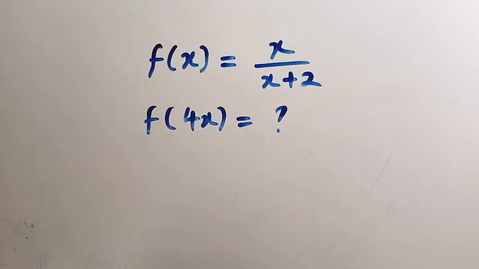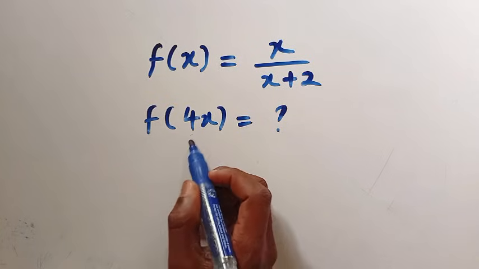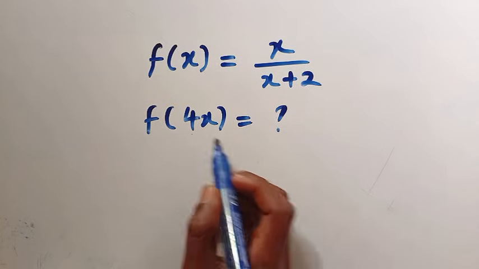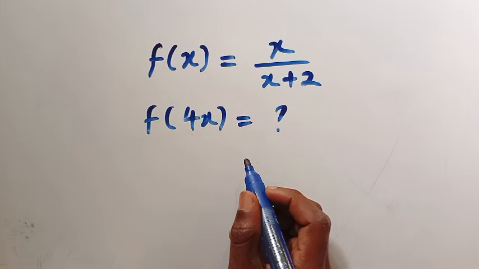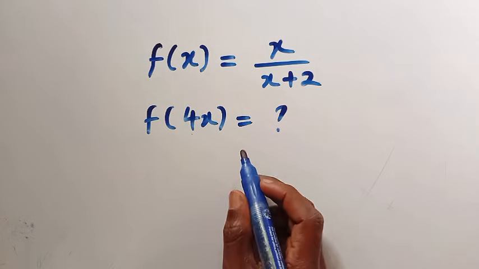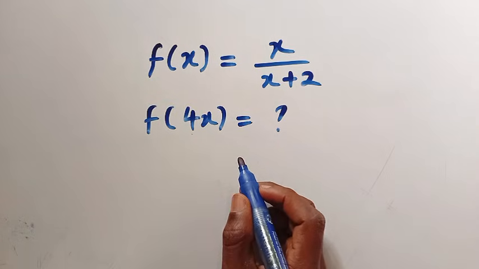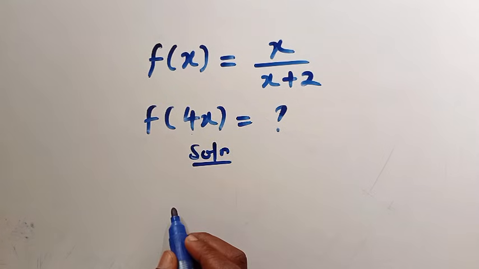Today we have an interesting functional equation. Given that f of x equals x divided by x plus 2, we want to find f of 4x, but the interesting part here is we want to leave the answer in terms of f of x. So how can we solve this? I'll be showing you the step-by-step method on how to solve this. Let's get into it, considering the solution.